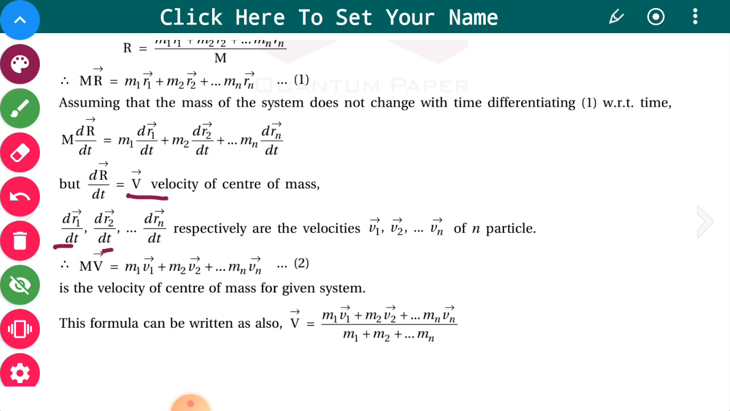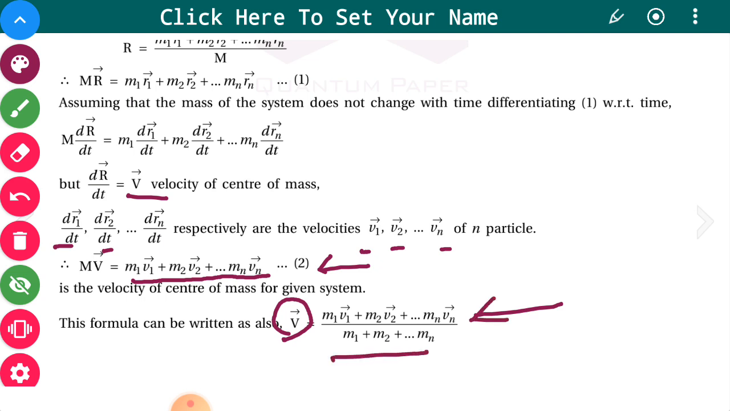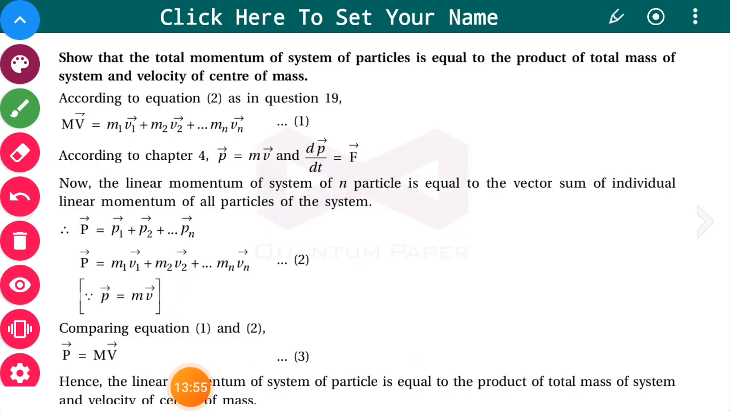dr1 by dt, dr2 by dt are replaced by v1, v2 up to vn. So if you replace those quantities, then MV is equal to m1 v1 + ... + mn vn, and if you make V the subject of the formula, then V is equal to (m1 v1 + ... + mn vn) upon the total mass, that is m1 + m2 + ... + mn, you can write. This way it can be asked.